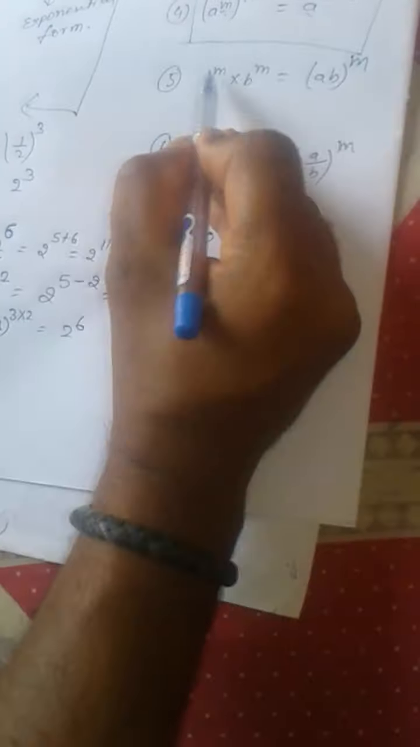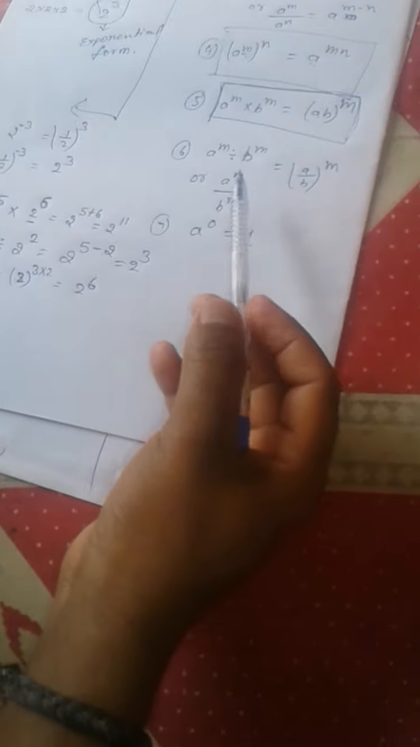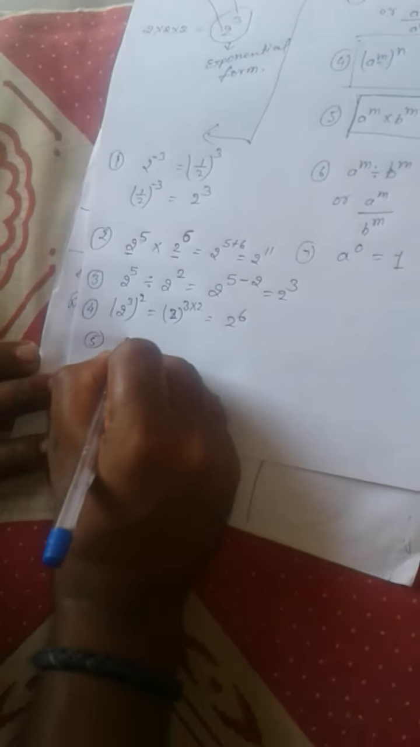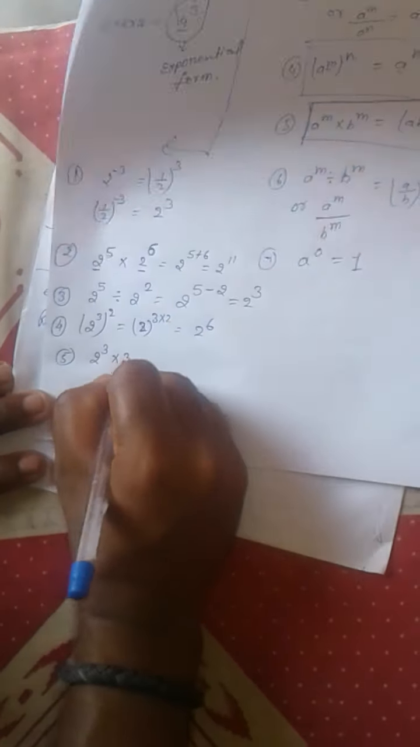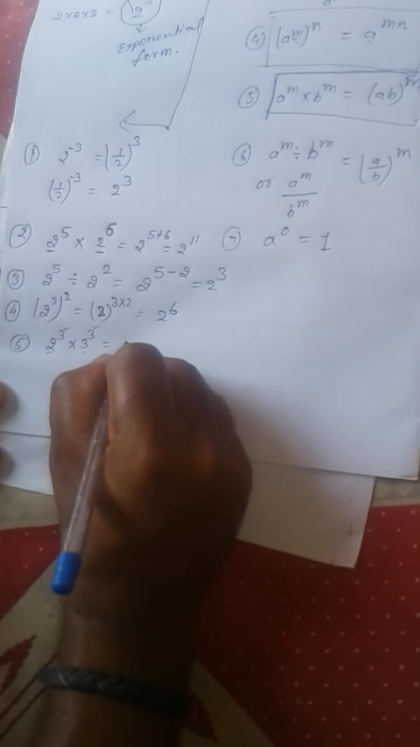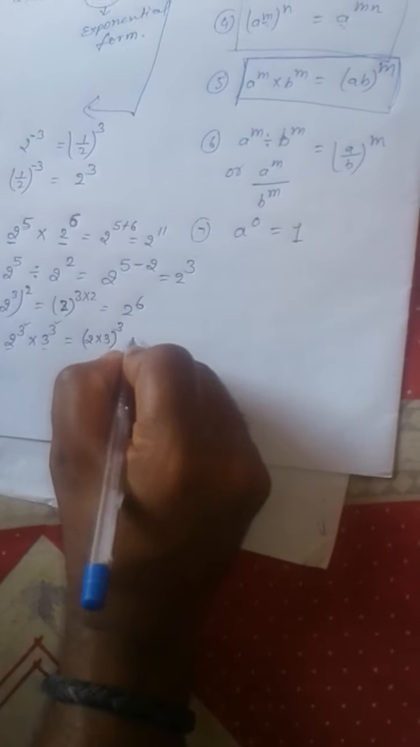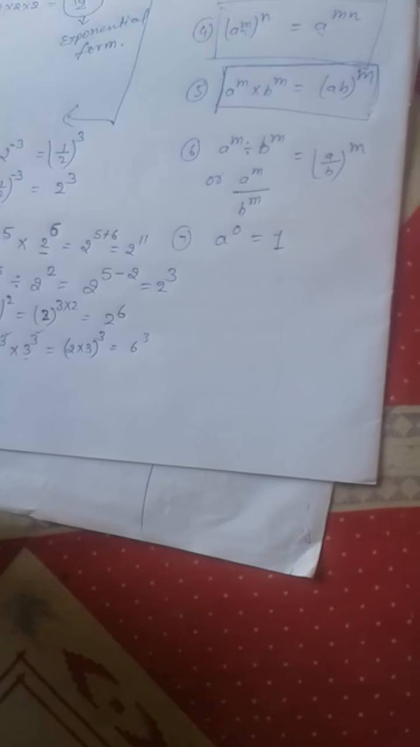Now the different case is this. Till now we discussed numbers having same base and different power. Now we will discuss numbers having different base and same power. For example, the fifth one, 2 to the power 3 into 3 to the power 3. Here bases are different but powers are same. So what can we write? We can write it as 2 into 3 whole to the power 3. That is 6 to the power 3.